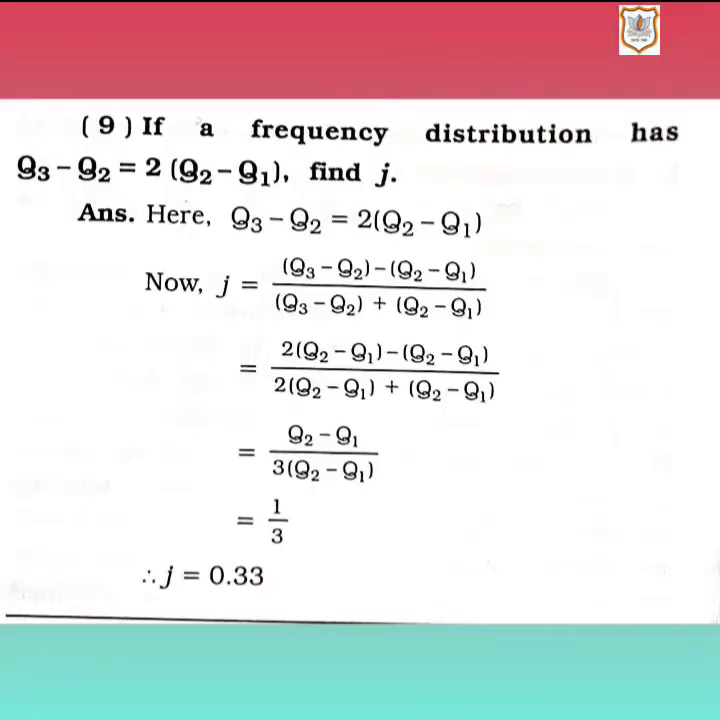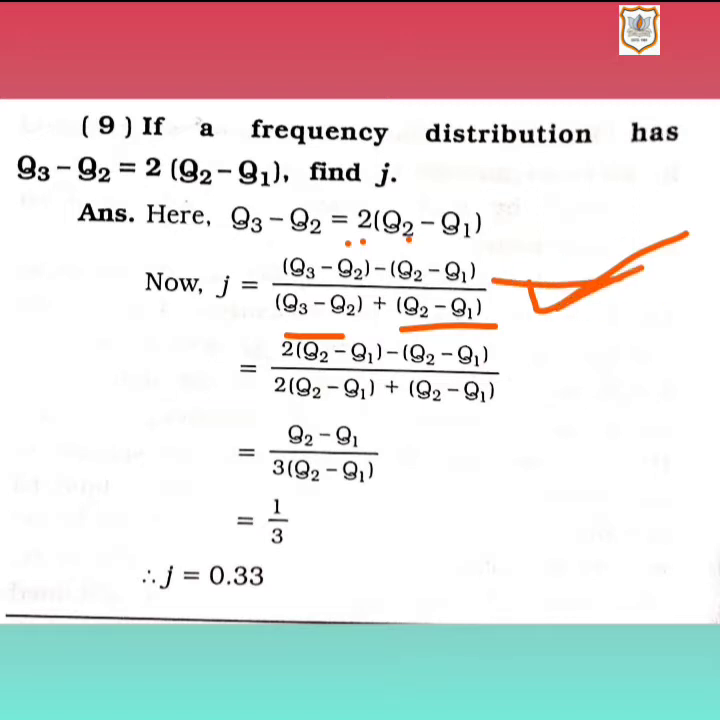So here we have written from where the formula has been derived. In place of m, we have written Q2: Q3 minus Q2 minus Q2 minus Q1 upon Q3 minus Q2 plus Q2 minus Q1. This is where the formula has been derived from. Now, this we have written for Bowley's method.